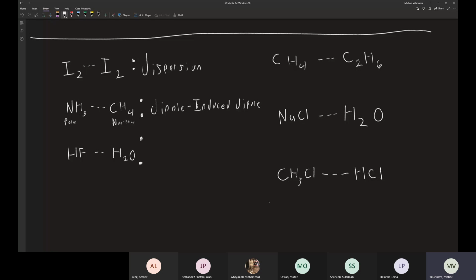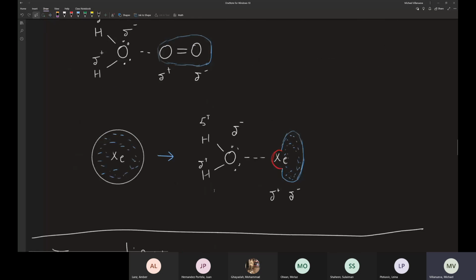So what about HF and H2O? Yep, hydrogen bonding. Make sure not to mistake hydrogen bonding with dipole-dipole. They're the same, but hydrogen bonding is a special case. So how about CH4 and C2H6? Well, it's hydrogen bonding specifically because we have to remember the special case for hydrogen bonding.